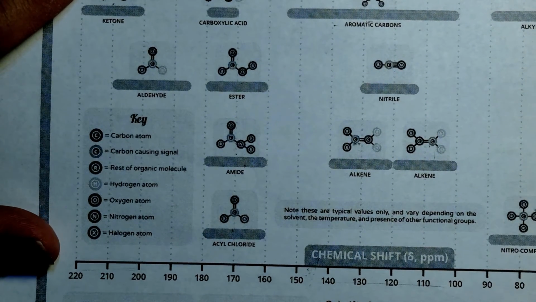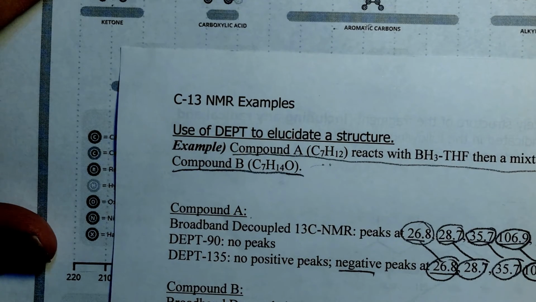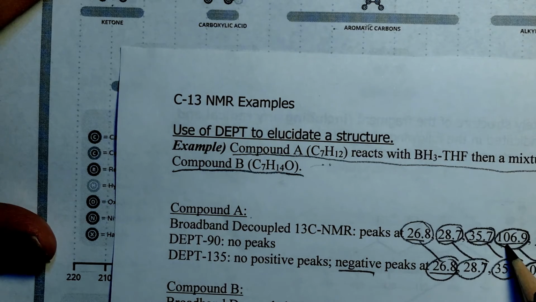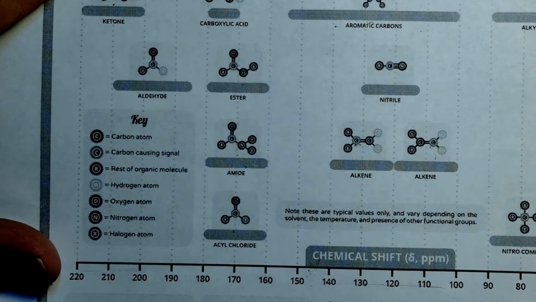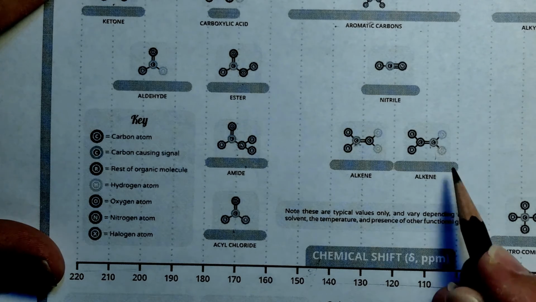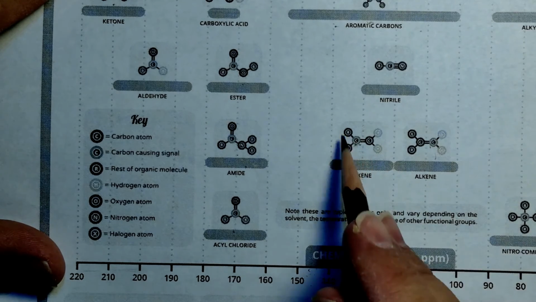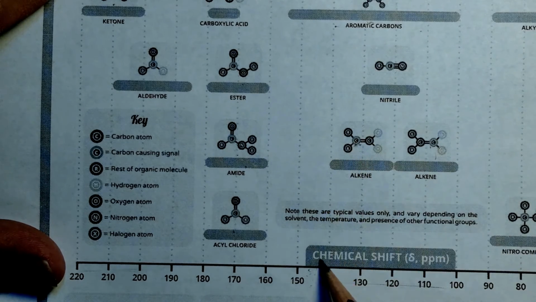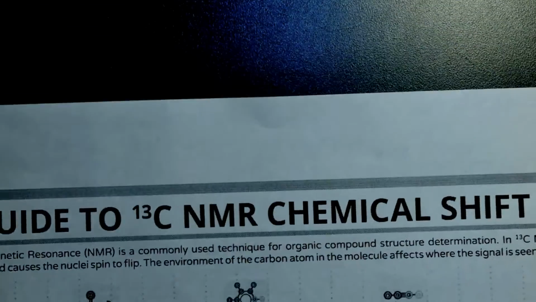Because remember, let me show you again. The compound, we've got a 150 and we've got a 106. And so we probably have an alkene with a CH2, and then we've got an alkene carbon that's got two other carbons connected to it because it's on the far side. So that's probably what we've got. But let's double check it using the DEPT analysis.